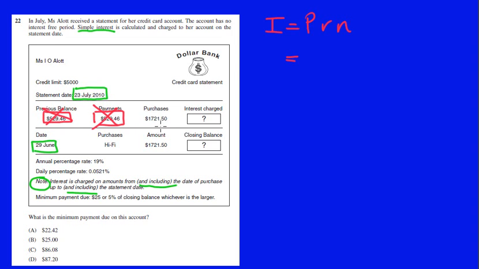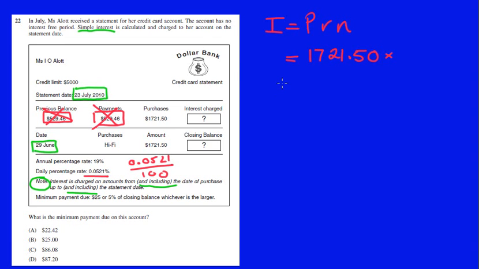The purchases is important because that is our P value, $1,721.50. Okay, now my interest rate is the next important part. So my interest rate says a daily percentage rate of 0.0521%. Notice that is not a decimal, that is a percent. If I want to put that as a decimal, I have to put 0.0521 and I need to then divide that by 100.